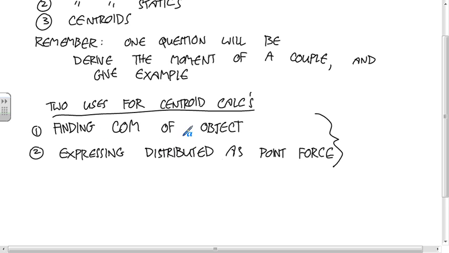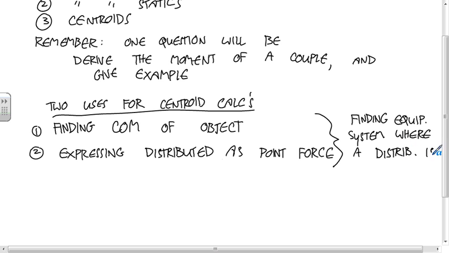So what both of these are doing is finding an equipollent system where a distributed load is represented as a point force. Obviously, that's what we're doing with distributed loads, but that's also what we're doing when we represent the weight of an object. The weight is actually pulling on every point on the object, and we choose a point where we're going to apply just a single force.